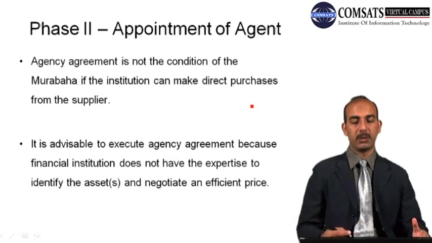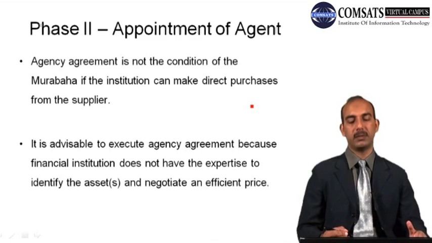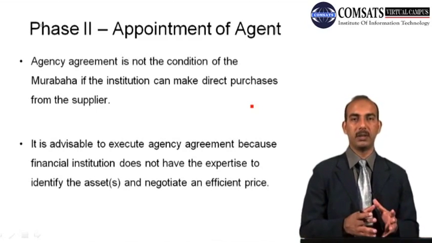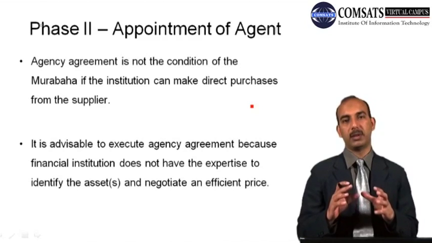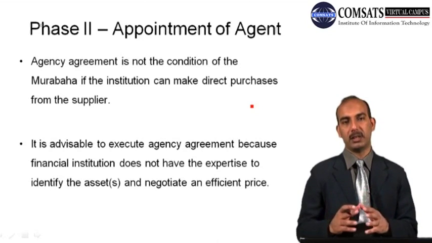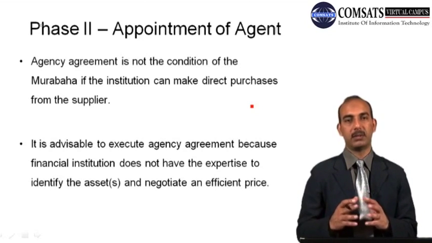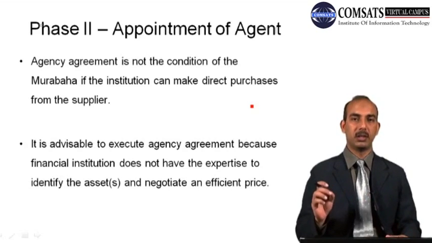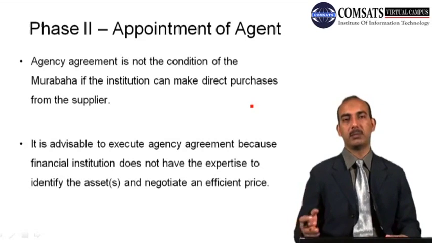And then it is advisable to execute an agency agreement because the financial institution doesn't have the expertise to identify the assets and negotiate an efficient price. Because as we mentioned earlier, the bank has its own specialization in different fields. So to identify the relevant asset, which is the subject matter of the transaction, it is advisable for the bank to appoint some agent to purchase that particular asset.